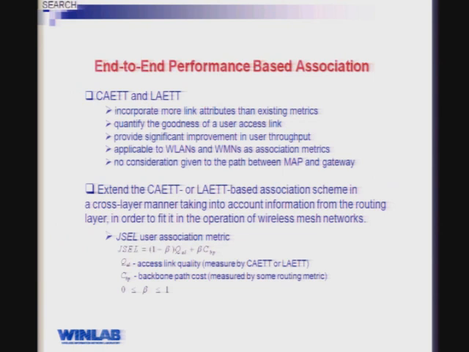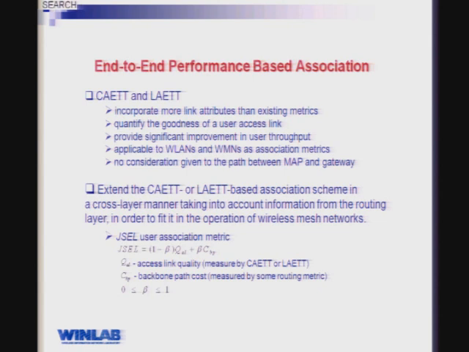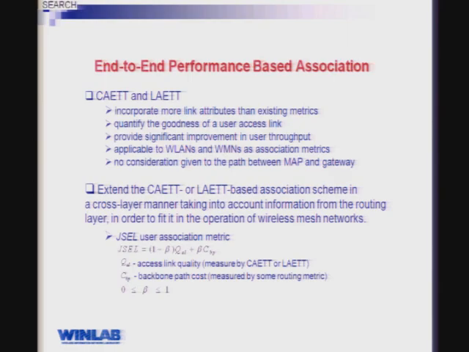Now, CETT and LETT incorporate more link attributes than existing metrics, and they quantify the goodness of a user access link and provide significant improvement in user throughput, which will be demonstrated in the forthcoming slides. These two metrics can be applied as association metrics to wireless LANs and wireless mesh networks. However, there is still no consideration given to the path between the mesh access point and the gateway. So we extend the CETT and LETT-based association scheme in a cross-layer manner, taking into account information from the routing layer in order to fit the operation of wireless mesh networks.